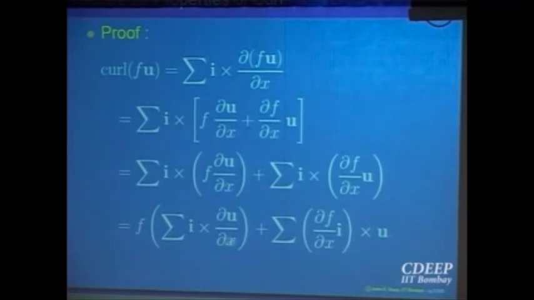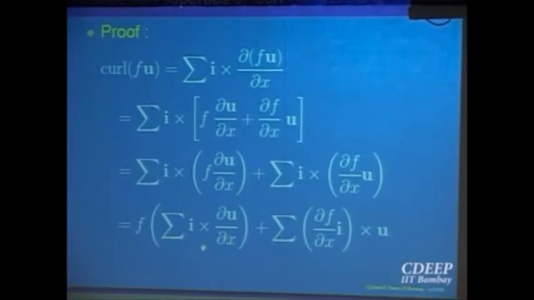Okay, so this is f times the curl, and this is nothing but the partial derivative of f with respect to x, cross u. So we can write it in terms of f times curl of u, and the gradient of f cross u. So an ordinary product rule kind of thing happens here.